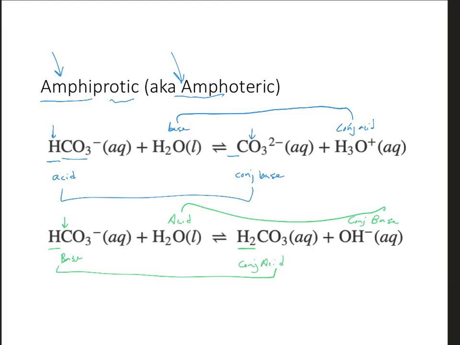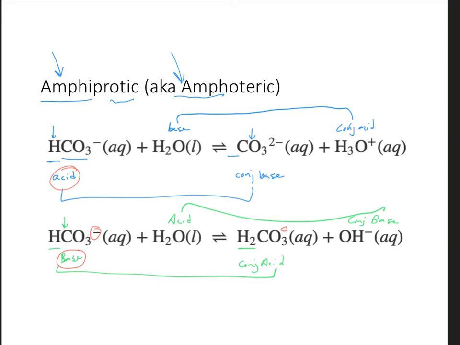The reason we call hydrogen carbonate amphiprotic or amphoteric is because in one of these instances it's acting as an acid, and in the other instance it's acting as a base. So we have to have molecules that contain a hydrogen in order for them to be acidic in some cases, but they also have to have the capacity to accept another proton, and this minus sign here helps us understand that it can accept a proton and then go to having a nice neutral charge.